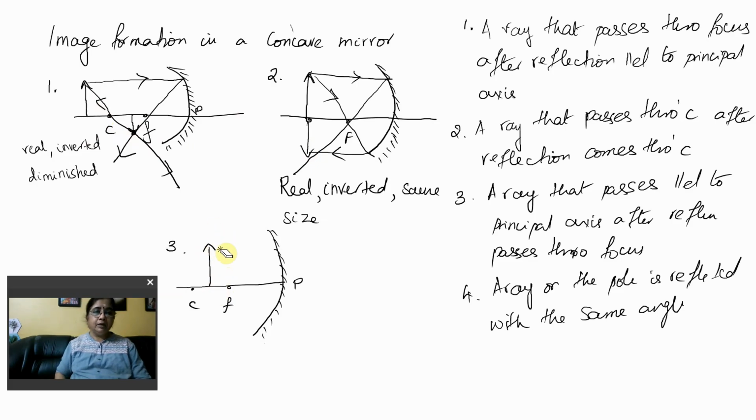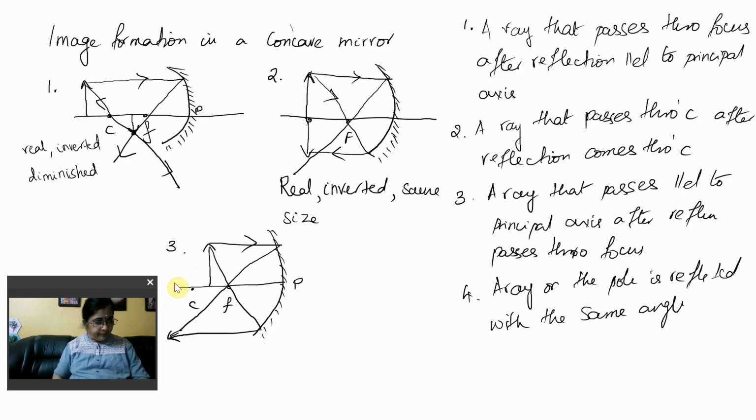Okay, now I have this. So again, we will apply any two rules. The first rule is the same: a ray passing parallel to the principal axis will go through F. Now what is the second rule? I will use rule number 1 and 3. It cannot pass through C, right? Obviously. So a ray passing through the focus, what will it do? It will go parallel to the principal axis. So they meet here.